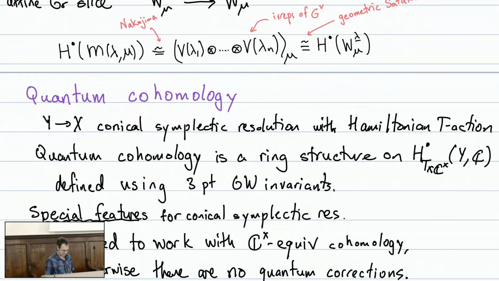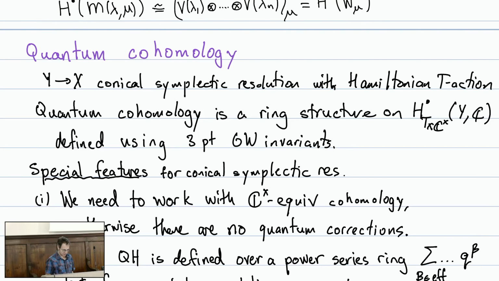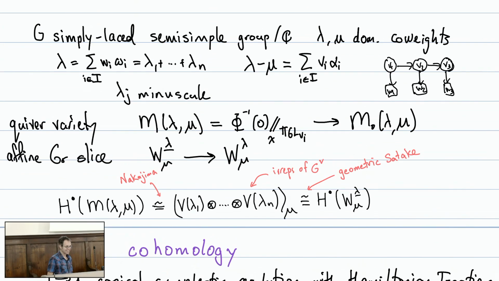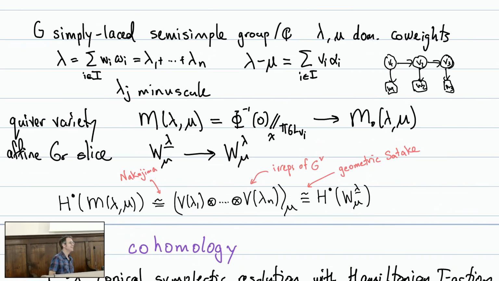Okay. Okay, let's go on to quantum cohomology. Yeah? So these W lambda mu are not necessarily Nakajima quiver varieties, but sometimes they are? Yeah, so another fact which I didn't mention, which you're entirely correct about: when G is equal to SL_m, every one of these W lambda mu, or those resolutions, are Nakajima quiver varieties. But when G is not SL_m, they're almost never Nakajima quiver varieties.